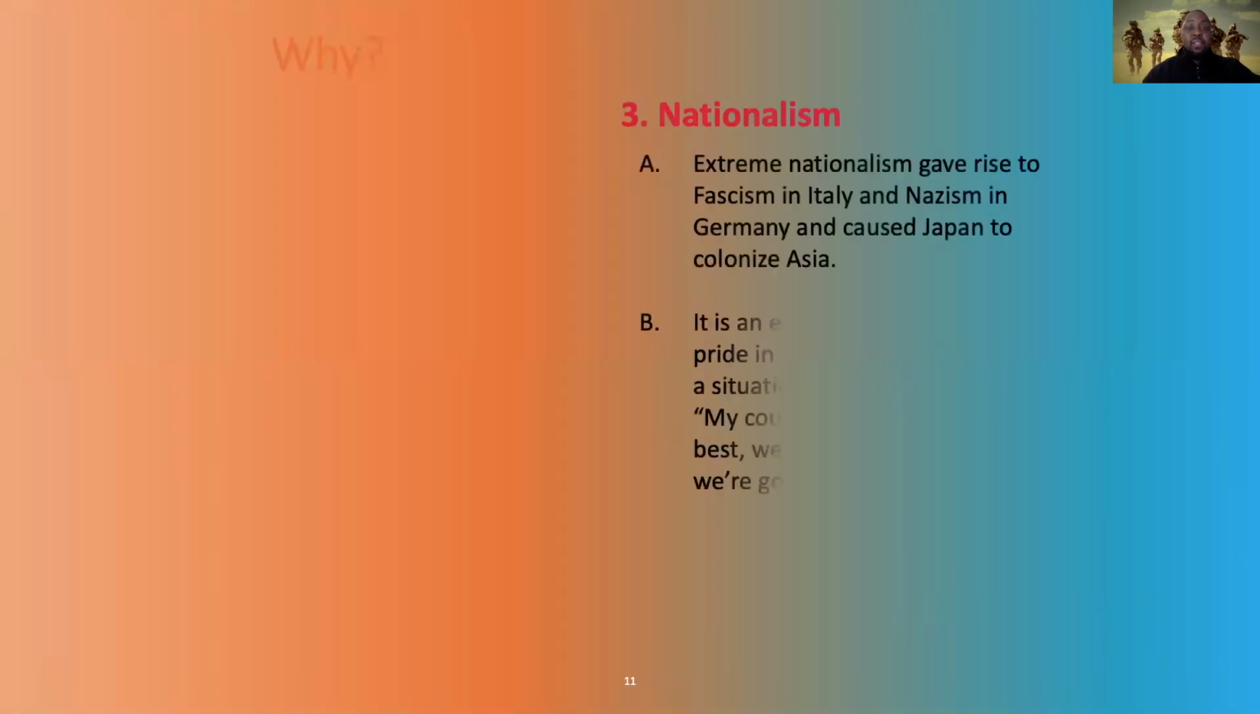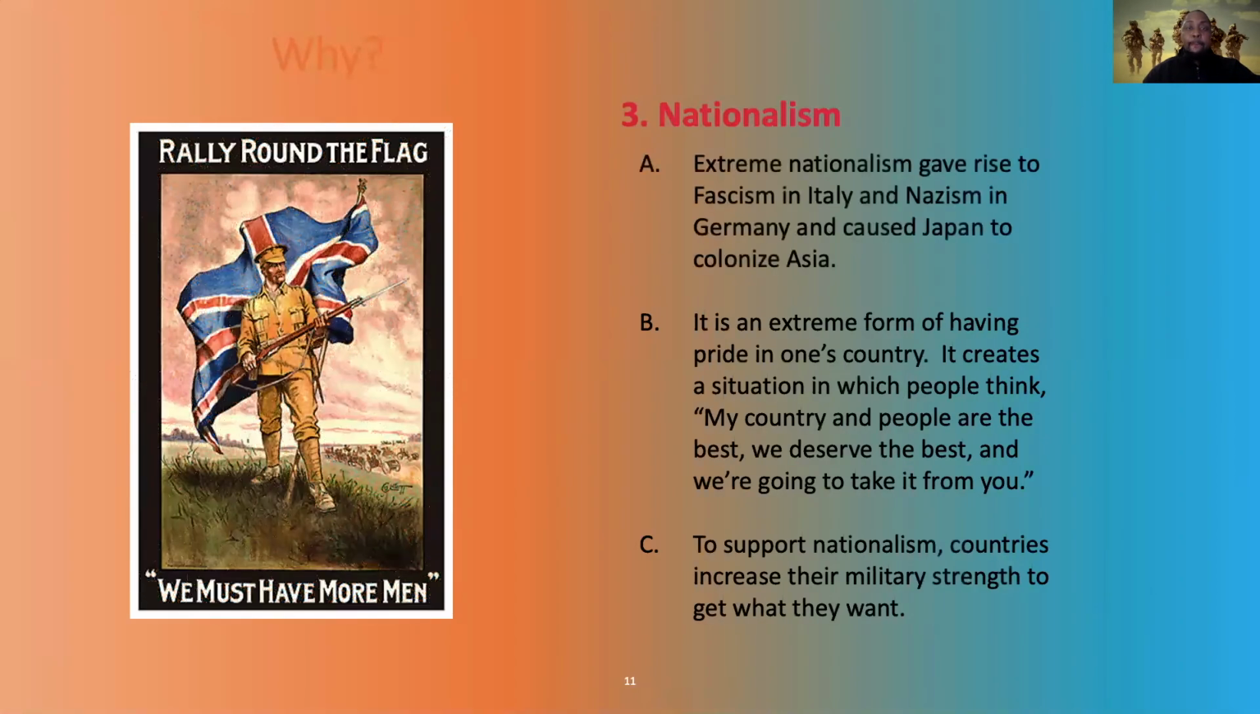Then we have nationalism. Extreme nationalism gave rise to fascism in Italy and Nazism in Germany and caused Japan to colonize Asia. It is an extreme form of having pride in one's country. It creates a situation in which people think my country and people are the best. We deserve the best and we're going to take it from you. Then we have the support of nationalism: countries increase their military strength to get what they want.